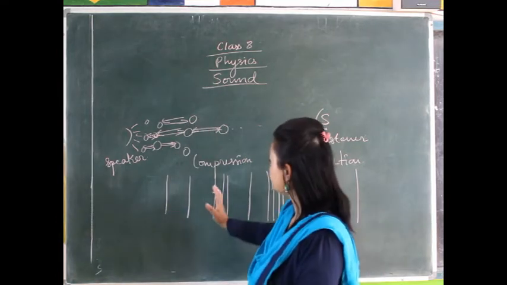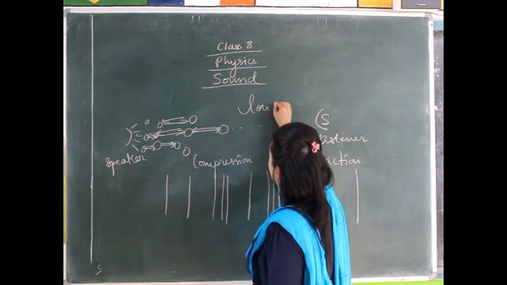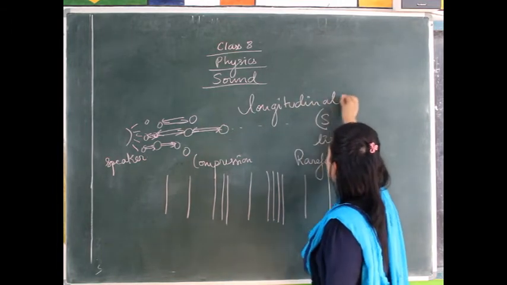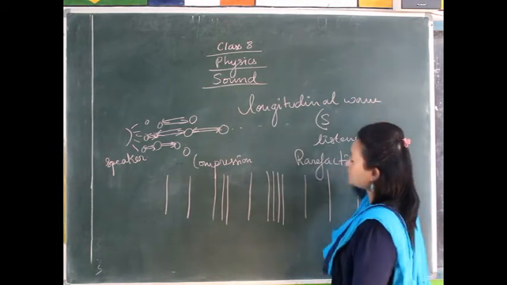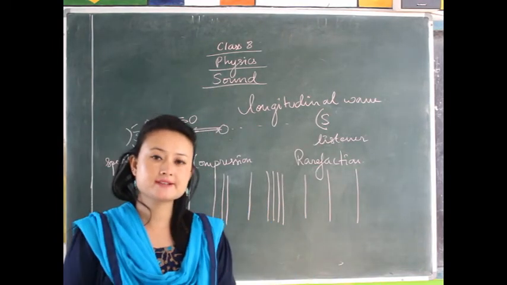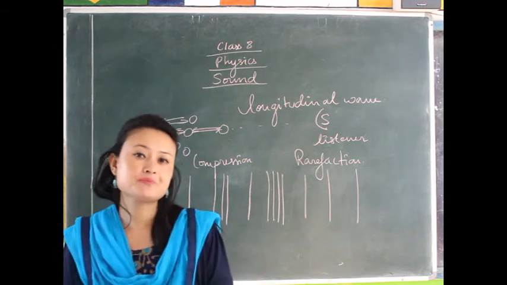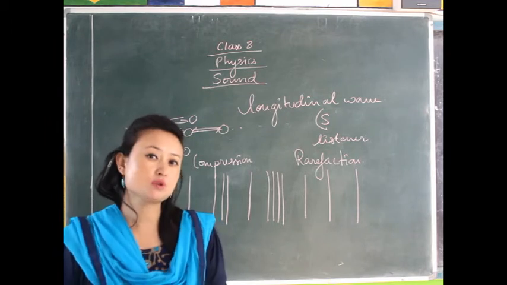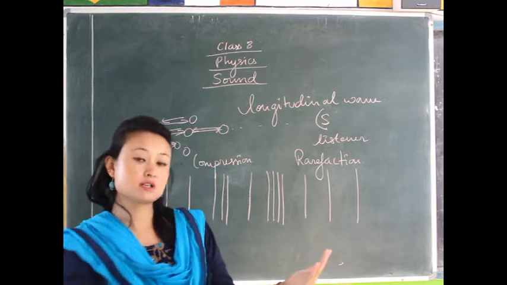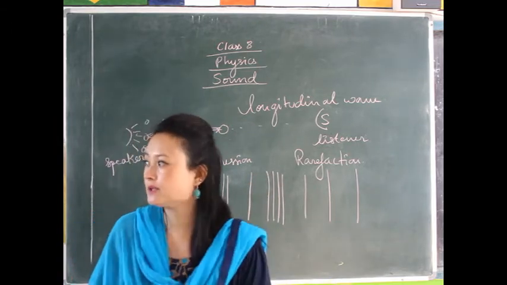So sound travels in the form of compression and rarefaction, and sound travels in the form of which wave? Longitudinal wave. Okay, sound travels in the form of longitudinal wave. I gave you an example last time that when you play with a slinky or a spring, that would be a perfect example of longitudinal wave. If you compress it, when you press it in the forward and backward position, this is how sound propagates.